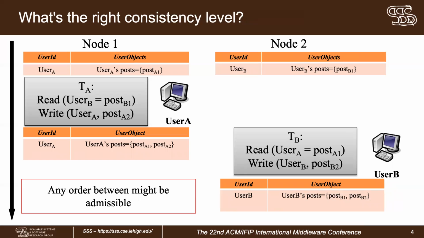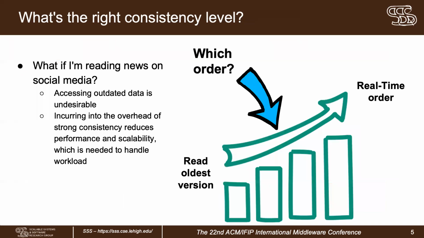From the perspective of user A, they can find first their own post and then user B's post. From the perspective of user B, they can find their own post first and then user A's post. And this is fine because any order between their posts is accepted.